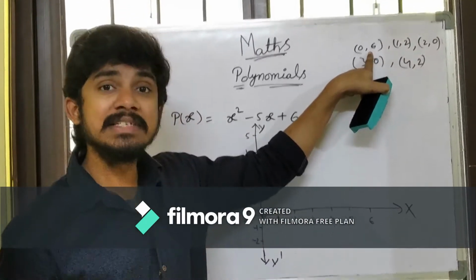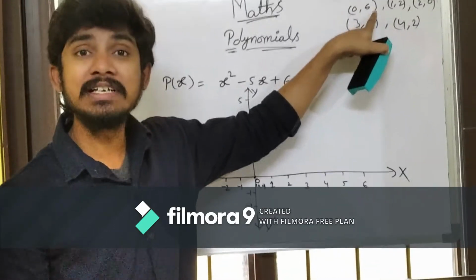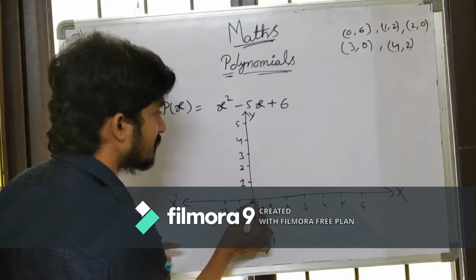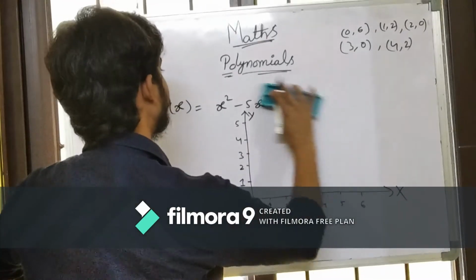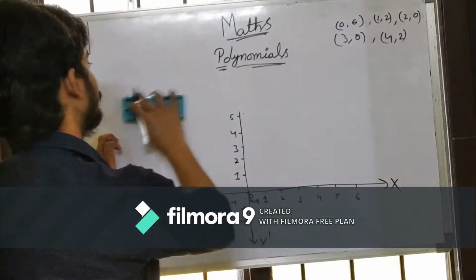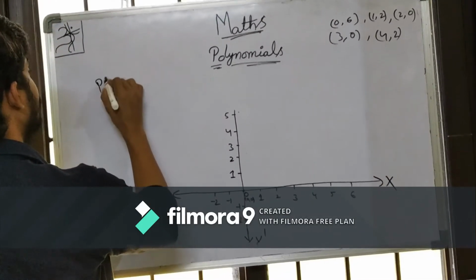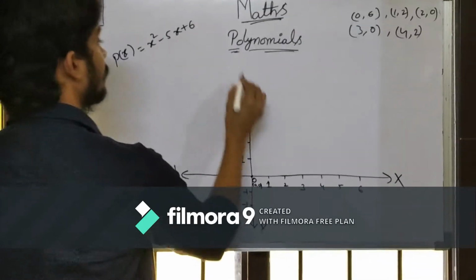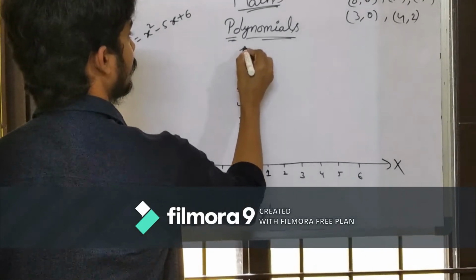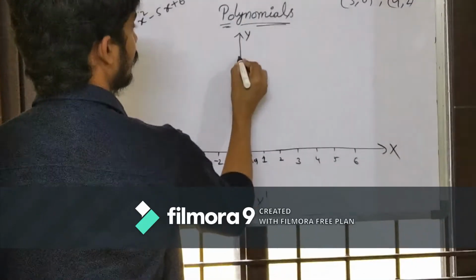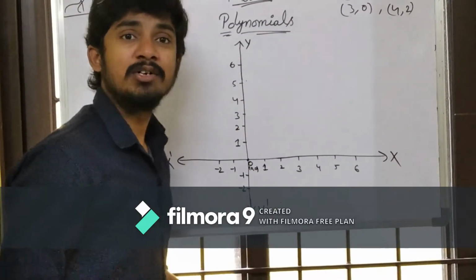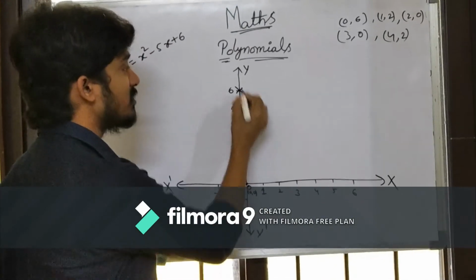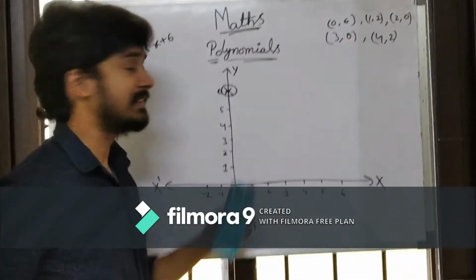Okay, then the first point is 0 comma 6. In this point 0 comma 6, the x coordinate is 0 and y coordinate is 6. Y coordinate is 6 means this one. First point is this one. 0, 6 is this one.